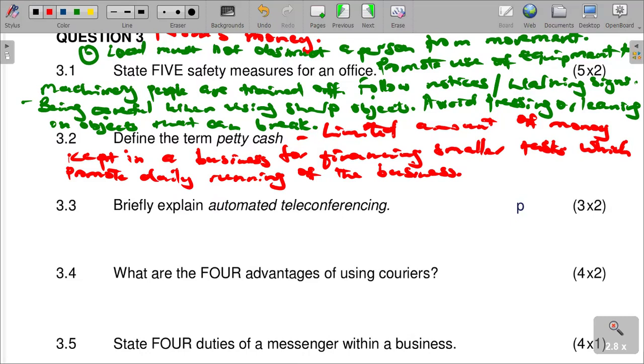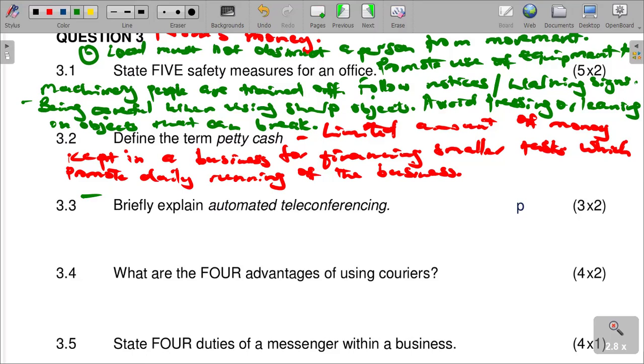So in other words, class, you should understand that when we talk about petty cash, the amount of money is very small. It is actually limited. It is not supposed to be a lot of money, and it is intended to finance micro tasks within an organization, which would promote effective running of daily functions of the business. Therefore, we identify that as petty cash.